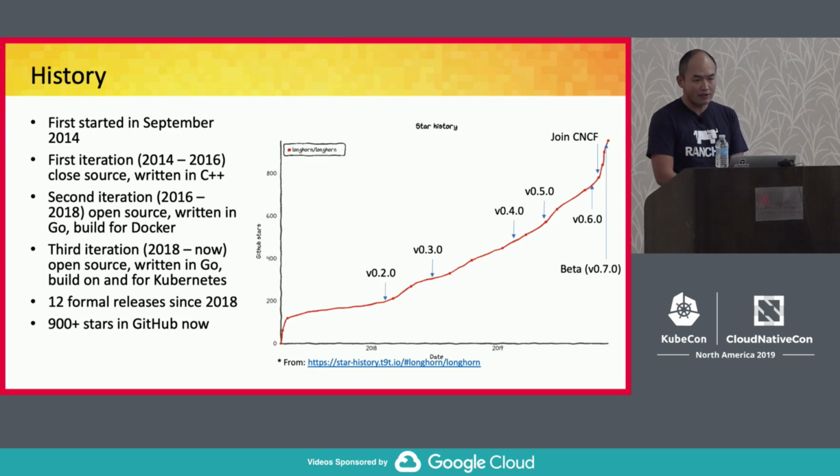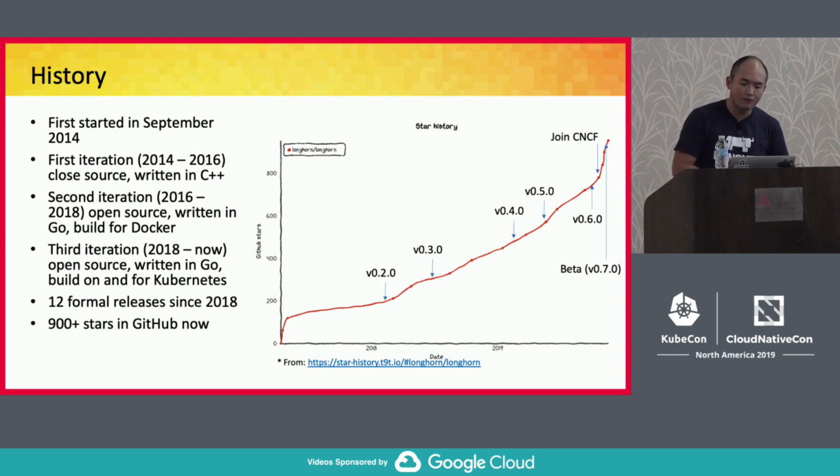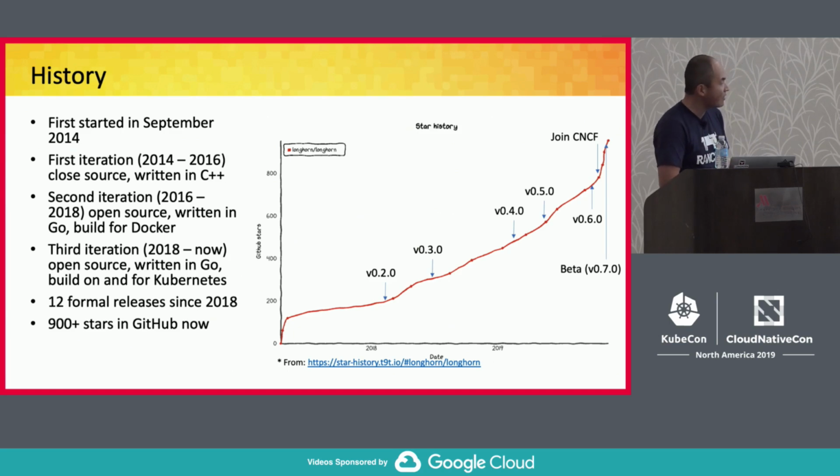Since Rancher pivoted, and with the other Rancher Labs projects, we also saw that it was really necessary for us to change. So on the third iteration, we are still writing in Go, but we started rebuilding the Longhorn control plane over Kubernetes. Since then, we have had 12 formal releases. We have about 900 stars on GitHub now. On the right side, you can see the trend of our GitHub stars starting out pretty slow at the bottom, and just before we joined the CNCF, the traction started getting up, and after we joined CNCF, it really looks like it's taking off. I hope that trend keeps up.